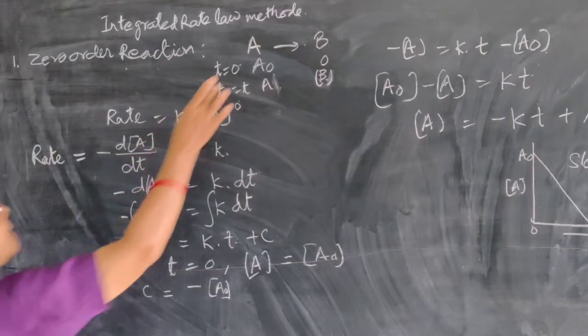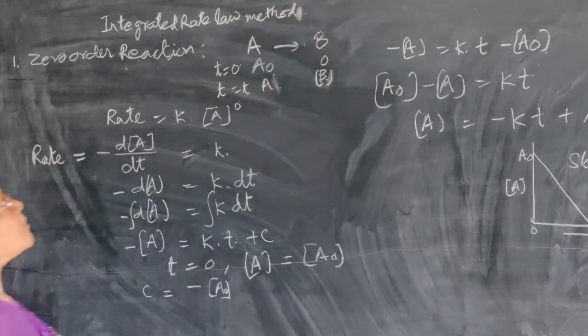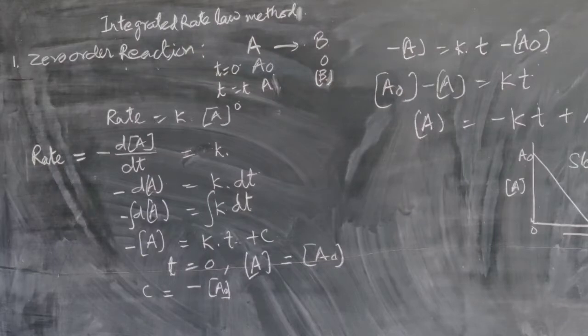In this method we write the differential equation for the rate expression, because this is an integrated method. In the rate expression you can see that the rate is equal to minus dA upon dt, which is a differential equation. So we write the differential equation, then we integrate it. That's why it is called the integrated rate law method.